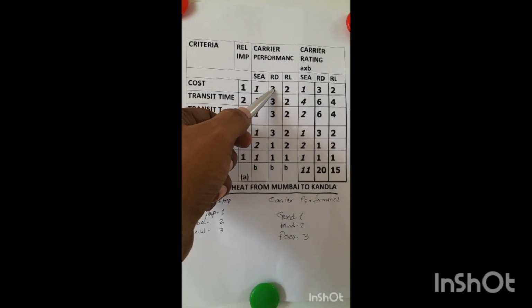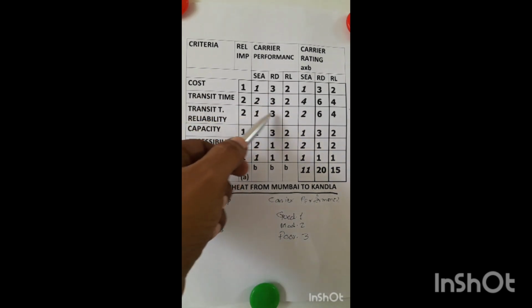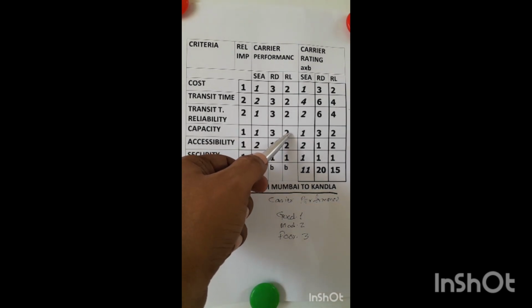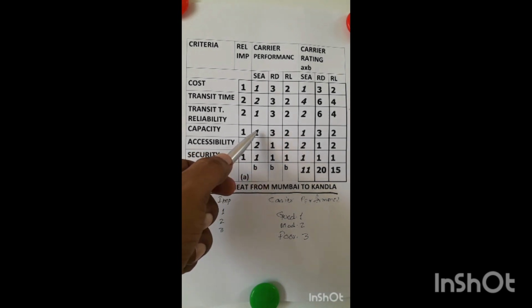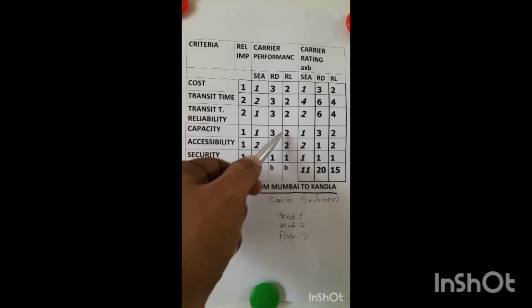In case of rail transport, cost is 2. That is between sea transport and the road transport. Sea transport cheapest, road transport maximum costliest, and rail transport in between. So assigning point number 2. Transit time again 2. Transit time reliability again 2. Capacity 2. It is not like a ship that can take all the cargo at a time, but still this can take about 3,000 tons at a time. Road can take only 25 ton in one particular truck. So between 1 and 3, getting 2.